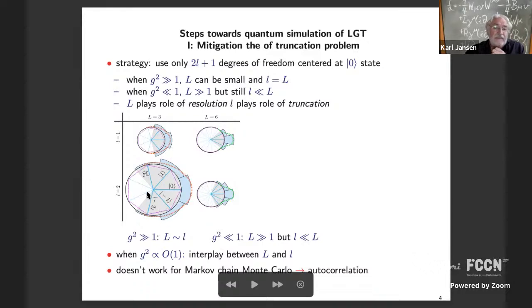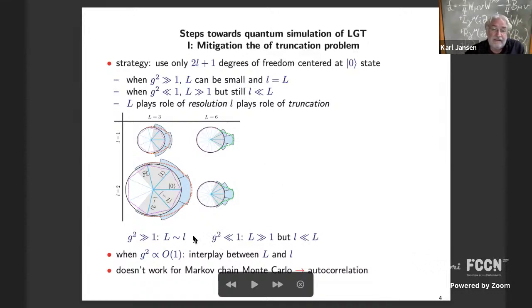And this I can repeat. If I take a larger truncation, then essentially capital L corresponds to small l. If I go to g squared much smaller than 1, then I can use capital L to be 6, so the resolution is 13. And so I really have a lot of segments. But again, the only relevant states are the ones around the 0 state. So I can take small l to be 3, or let's say small l to be 2. And I explore only the region of the relevant physical states, which are centered around the 0 state.